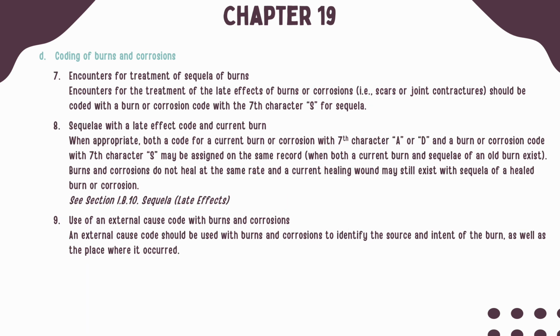When treating a sequela of a burn, the burn or corrosion should be assigned with the seventh character S. When multiple burns and corrosions are present, they may not heal at the same rate. Sometimes it may be appropriate to code for both a current burn or corrosion, which would be identified by seventh characters A or D, and then a sequela of a burn or corrosion identified by your seventh character S when both are present. When the information is provided on the source, intention, or place of occurrence for the burn or corrosion, then you should assign as many external cause codes as necessary.